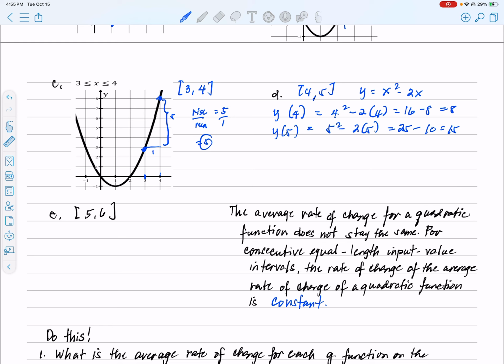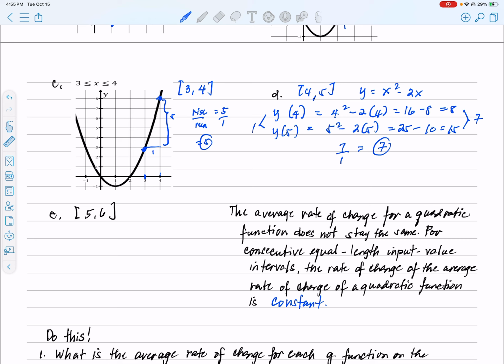8, 15, we have 7. Okay? What is the interval of 4 to 5? We have 1. So we could tell right away that it's 7. Rise over run is 7 over 1. So it's equal to 7.